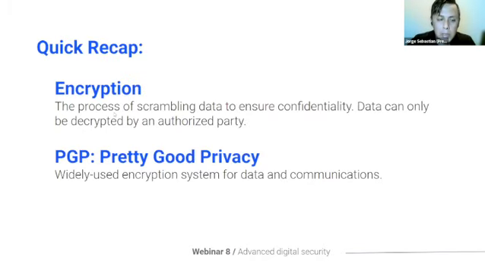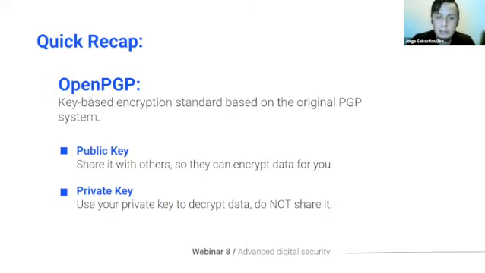As a quick recap, we did review encryption in webinar number 6, if I'm not mistaken. Encryption is the process of scrambling data to ensure confidentiality, so data can only be decrypted by an authorized party. PGP stands for Pretty Good Privacy, which is the de facto standard for encryption of data, communications, emails, etc. And then we have OpenPGP, which is the free implementation of PGP.